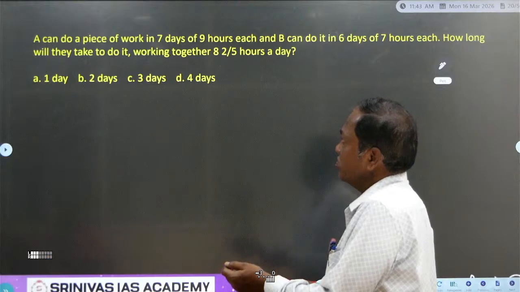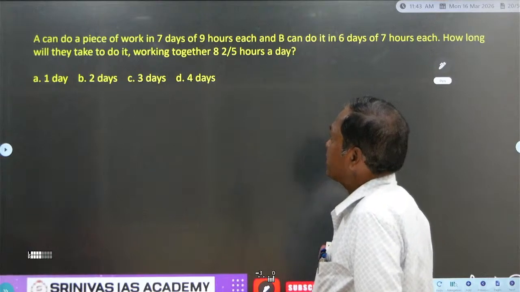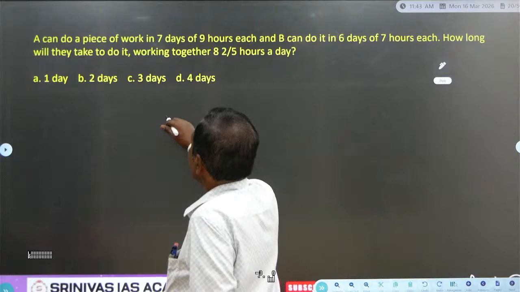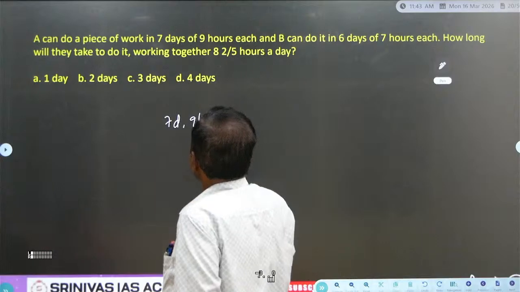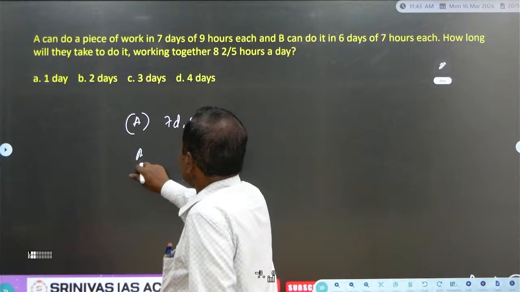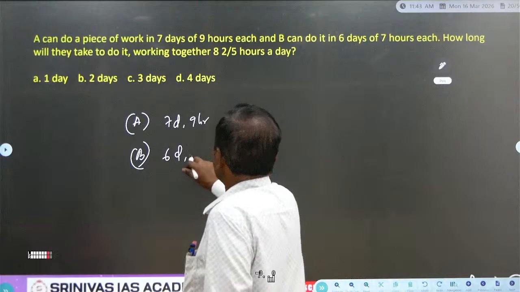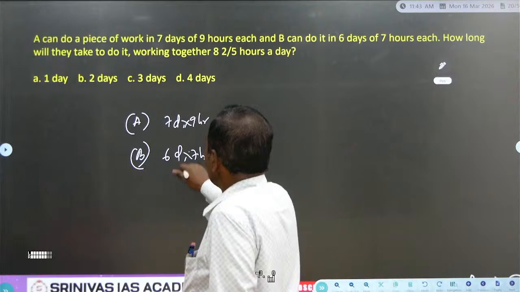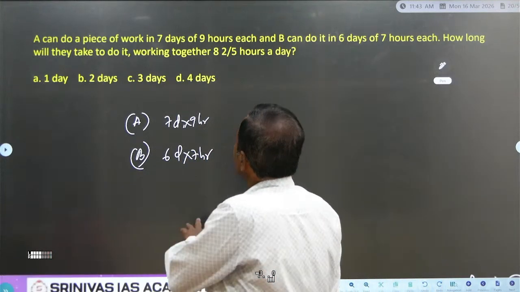Now, how do you solve this? How do you try to solve this? A can do a piece of work in 7 days of 9 hours each. This is A. And B can do it in 6 days of 7 hours a day. And how long will they take to do the work together?